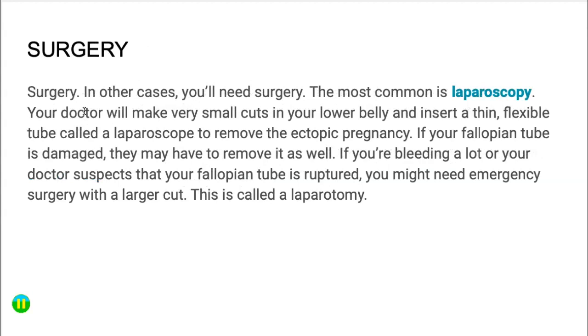Surgery. In most cases, you need a surgery. And the most common surgery that we have is a laparoscopy. The doctor makes very small cuts in your lower belly, inserts a thin flexible tube called the laparoscope to remove the ectopic pregnancy. If the fallopian tube is damaged, you may have to remove that as well. You cannot have a damaged cell sitting in your body because that can cause some other problems, and we want to avoid as many problems as we can. And this would be called laparotomy.